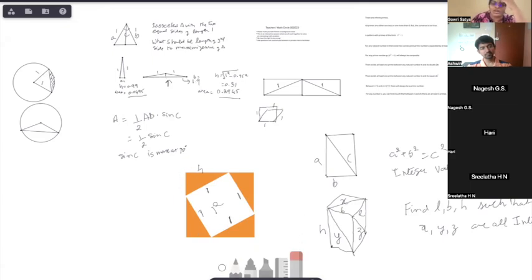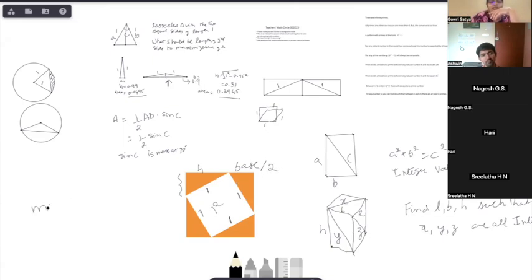So for what length of this third side will this outer square be maximum? It is this plus this, and both come into the picture: height and base by 2. So we have to maximize height plus base by 2. Yeah, it's a similar thing.